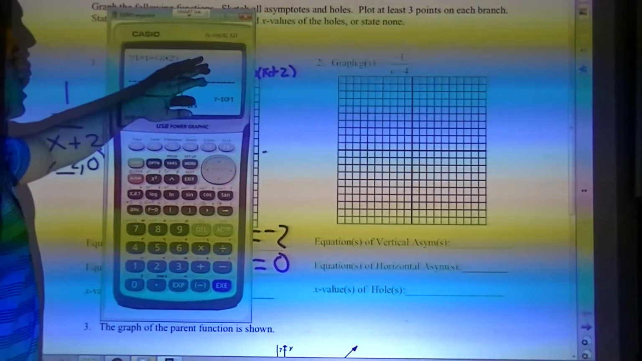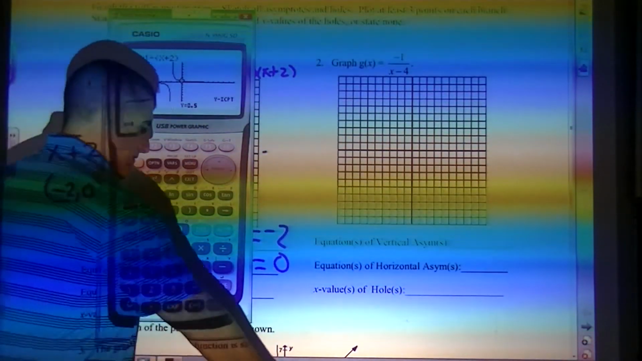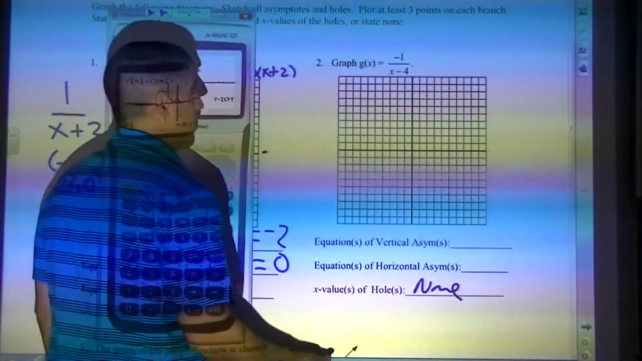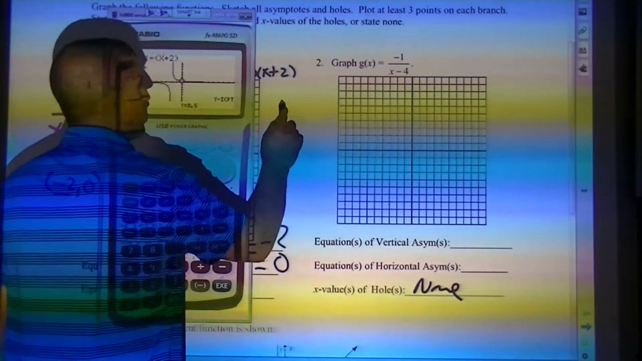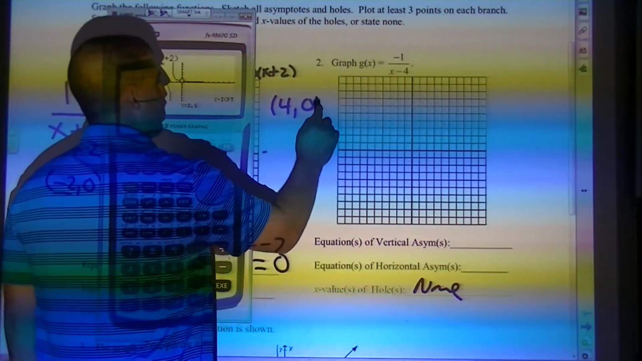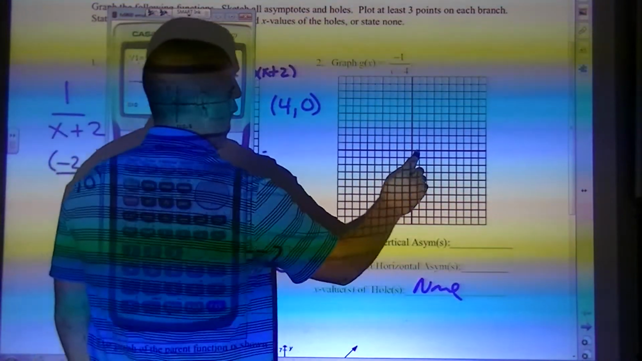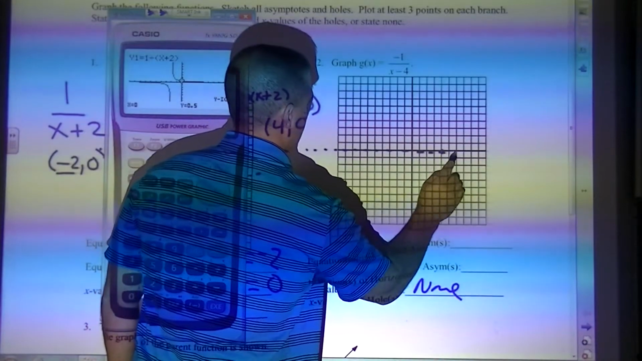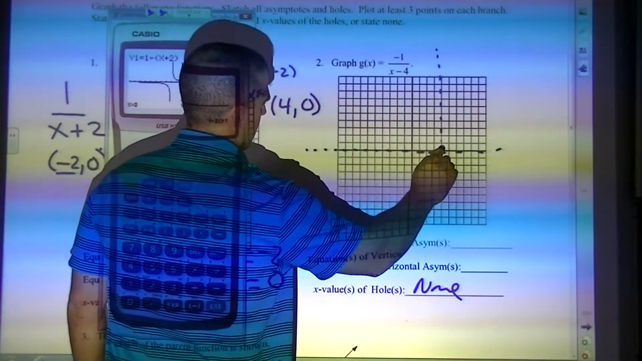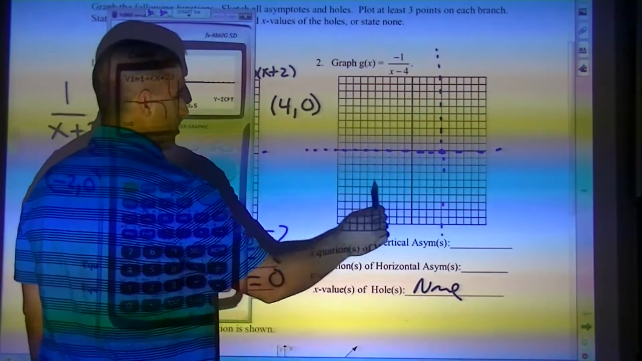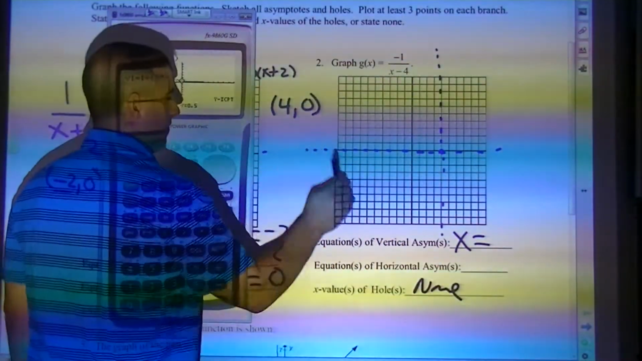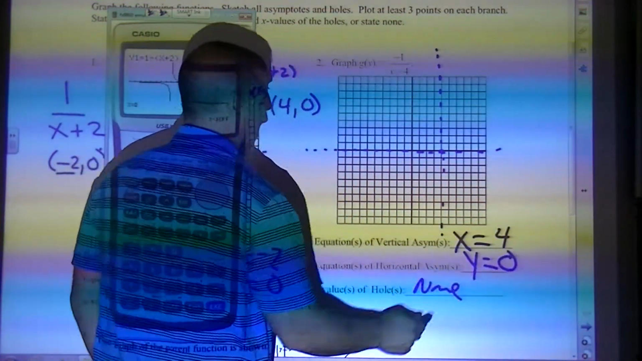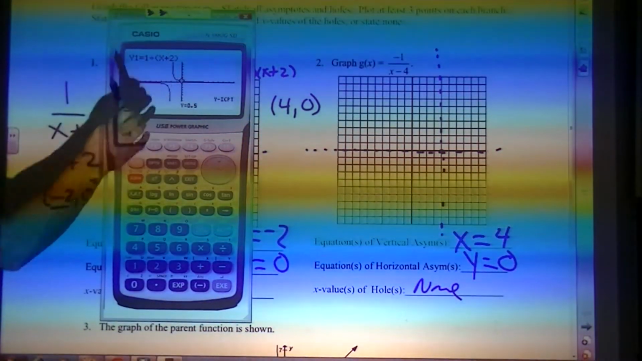Now on this one, I don't have any holes, so I'm going to have none, because I'm not going to eliminate anything. So I got none there. My anchor point for this one would be 4, 0, because I got nothing outside of it. So 1, 2, 3, 4, 4, 0. So it goes like this. Okay, it goes like this. Vertical, x equals 4 and y equals 0. Remember, vertical line has an x equals equation.